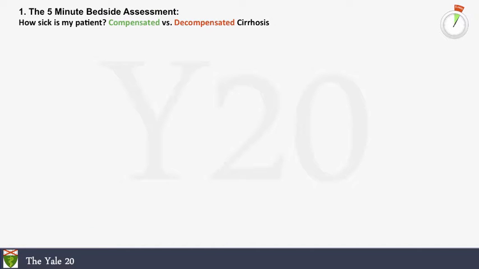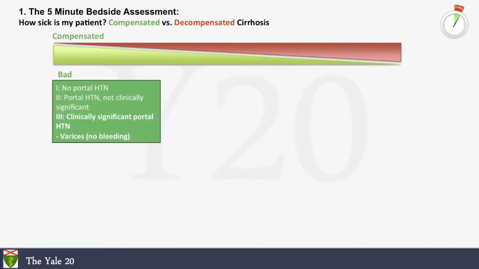All right, so let's get started. 5-minute bedside assessment. You have to think about cirrhosis not as one population, but as 3 subpopulations within that population. And this will help you with triage. So first is compensated. This is bad. All of these patients have end-stage liver disease, but in this population of patients, they're able to compensate using their physiologic mechanisms so that they don't have what we call decompensations.